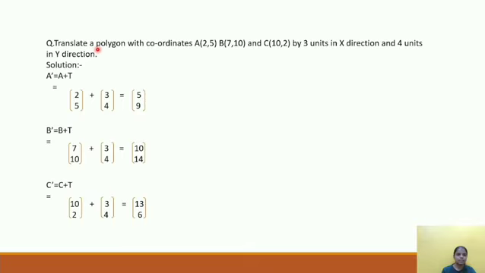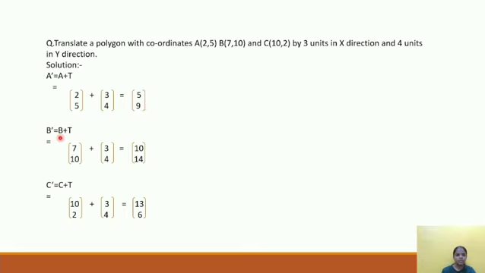Question. Translate a polygon with coordinates A (2, 5), B (7, 10) and C (10, 2) by 3 units in x direction and 4 units in y direction. Solution. As given, A, B, C coordinates and tx and ty are given. The new point A' equals A plus T, as old coordinates are (2, 5) and the translation in x direction and y direction is 3 and 4. When we add these both matrices we get (5, 9).